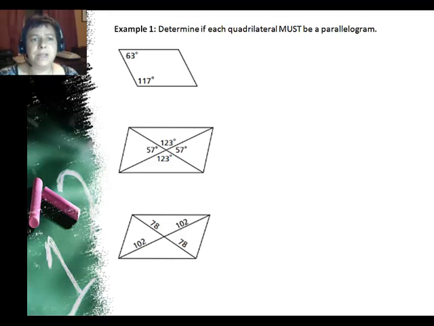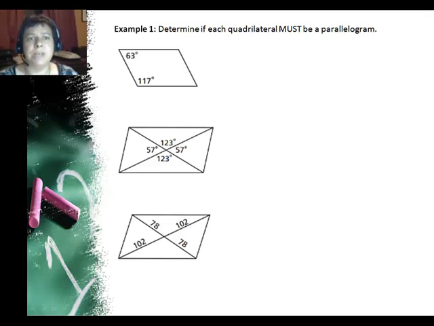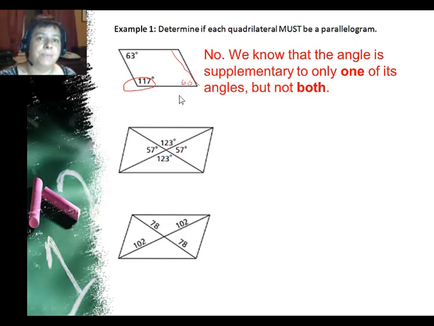First of all, this first one looks kind of promising. If I look at 63 and 117, yeah, those do add up to 180. These are supplementary. But let's say I take the 117. Not only does it have to be supplementary to this angle, it also has to be supplementary to this angle. Now you could say, well, it looks like it, but you don't know for sure. What if I just pulled this angle in by a few degrees and that was 60 degrees? Then that is not a parallelogram. So unless you know this angle for sure, you cannot say that that is a parallelogram. So the answer is no.